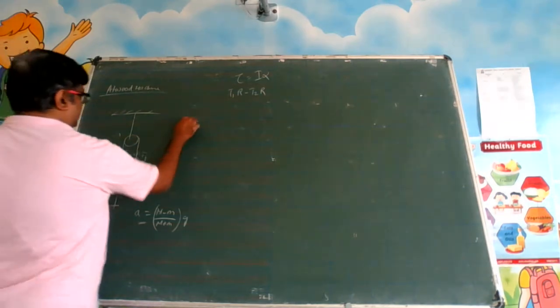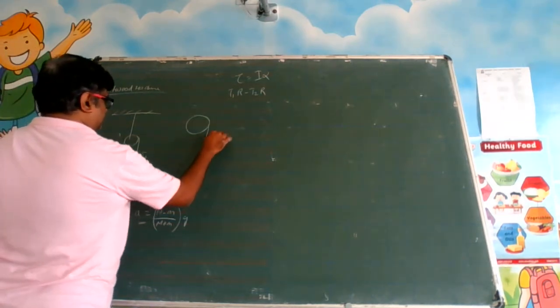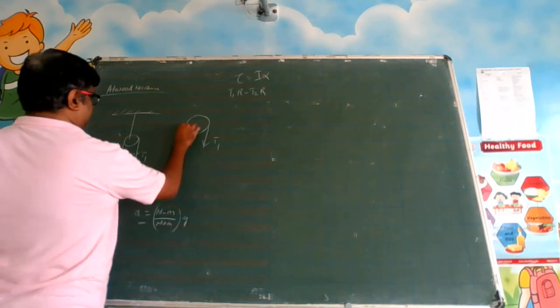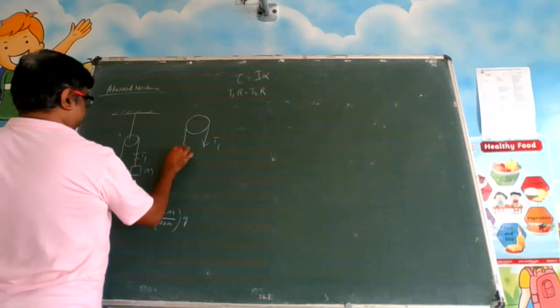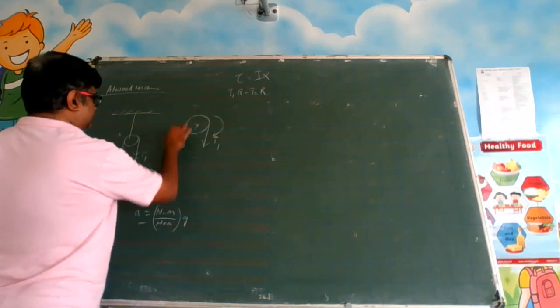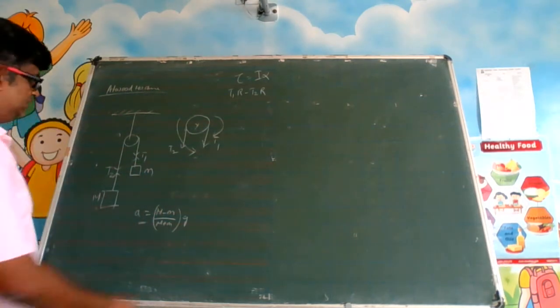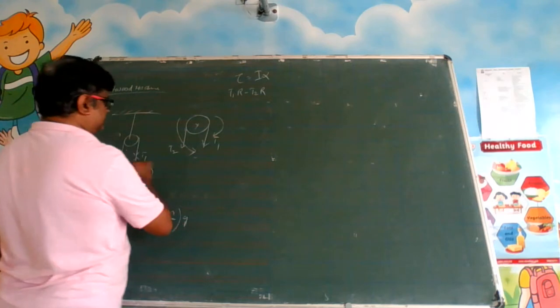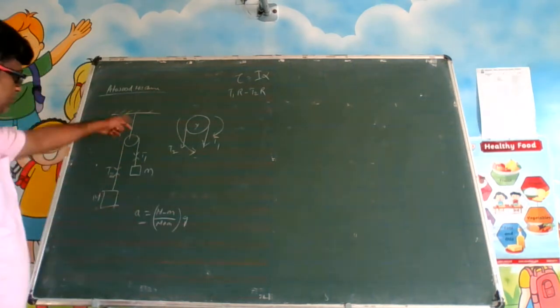देखो भाई, इसका डायग्राम बनाओ. ये T1 है, यहाँ पर इक्वल ऑपोजिट होगा. This is T1 and this is T2. About this point, this is creating like this. This is creating like this. Let us say this is more than this. It will rotate in this fashion.